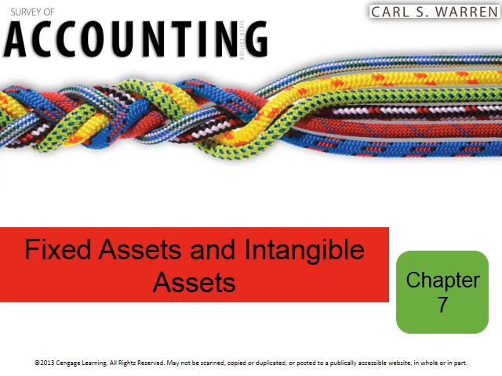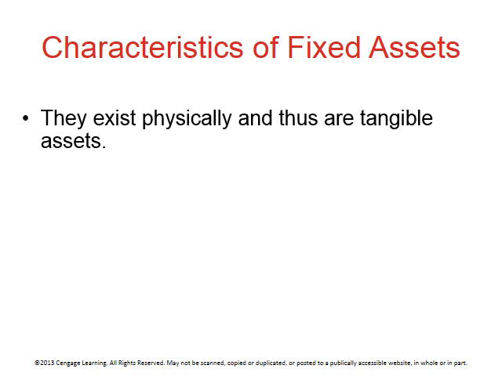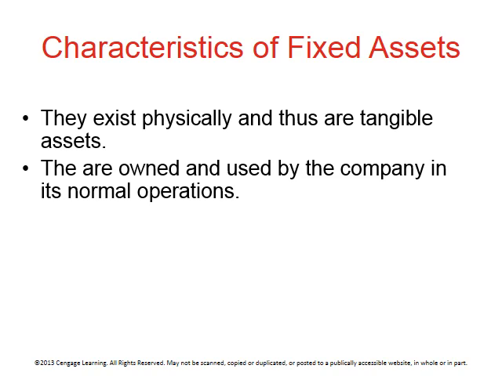Chapter 7, Fixed and Intangible. So what is a fixed asset? It exists physically. So land, machinery, buildings, trucks, this all exists physically. It's tangible. You can see it. It's physical. They're owned and used by the company in normal operations. So land, a building, machinery, that's all used by the company in its normal operations.